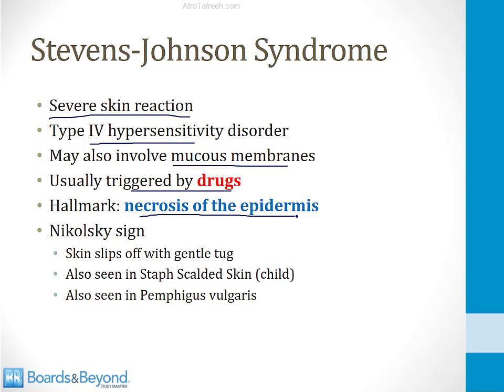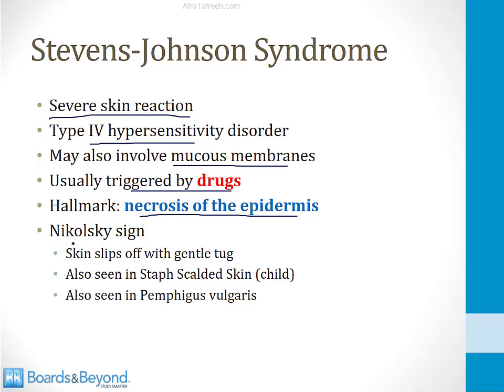Basically what happens is patients lose their epidermal layer of their skin. And that's why this is so dangerous. When you lose your epidermis, you're prone to infections and you become dehydrated because you lose water. And that's how people can die when they have Stevens-Johnson syndrome.